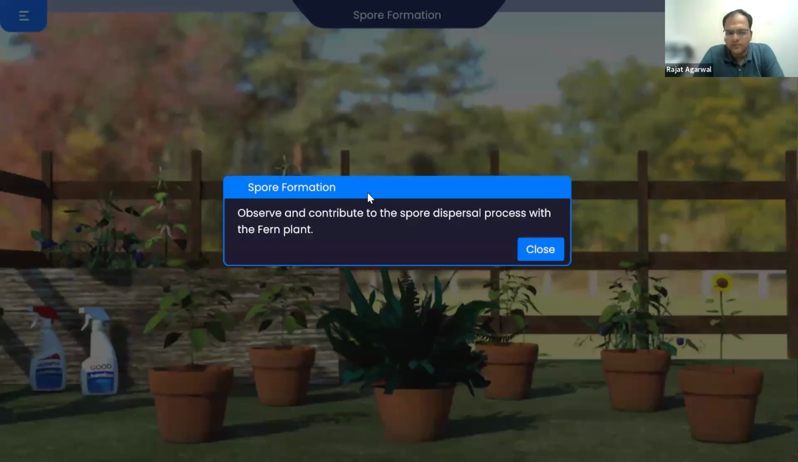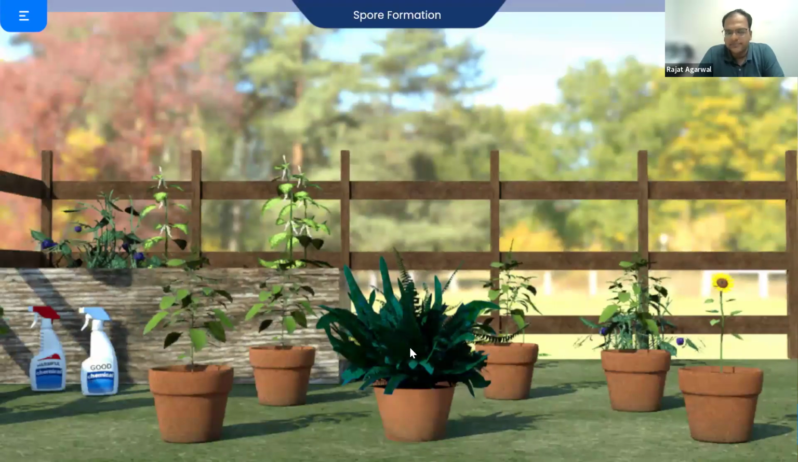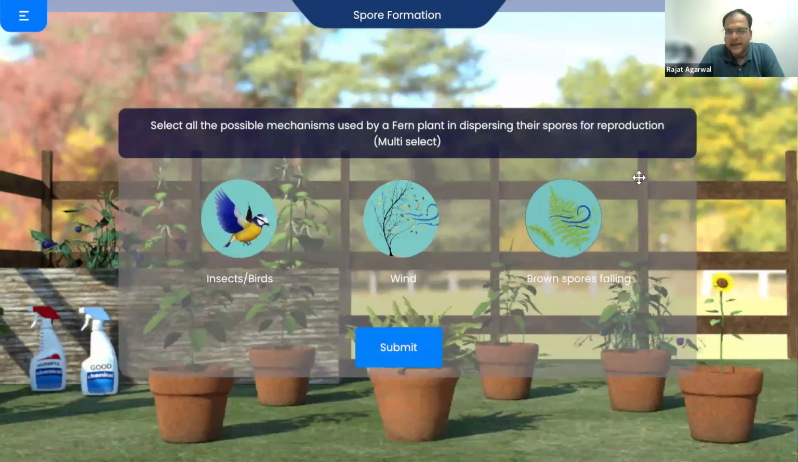Then there is spore formation. Observe and contribute to the spore dispersal process in the fern plant. Okay, fern is a type of plant. As you can see, this is the fern plant. And here they have written: select any possible mechanism used by the fern plant in dispersing these spores for reproduction. So you can choose which mechanism seems right to you. You can select multiple. So maybe what I'm thinking is because it's a fern plant, insects or birds maybe one, maybe brown spores falling could be another reason for it.